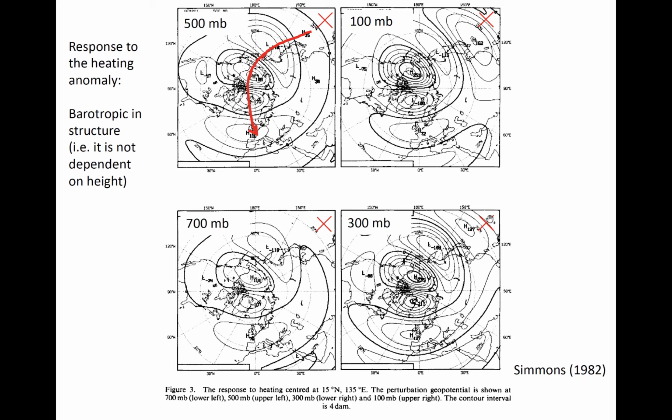And the different panels indicate the perturbation geopotential at different pressure levels. So here's 500, 100, 700, 300 millibars. A couple of things are obvious. First, a wave train develops and appears to propagate over the North Pole and into Europe and even moving into West Africa. So you can see here's the heating, then there is a low geopotential anomaly, a high, a low, a high geopotential anomaly. Second, the structure is similar at all levels, except its magnitude is a bit larger in the upper troposphere. This indicates that the response is approximately barotropic.